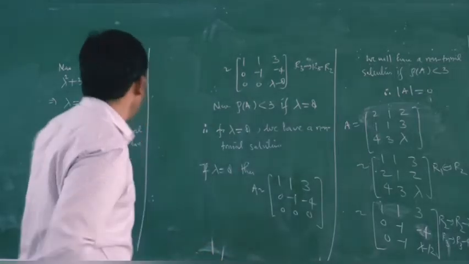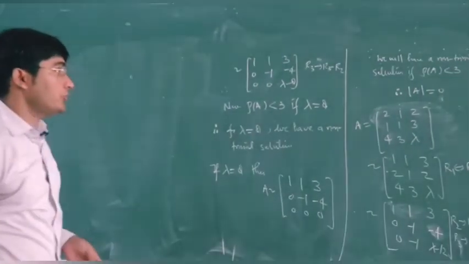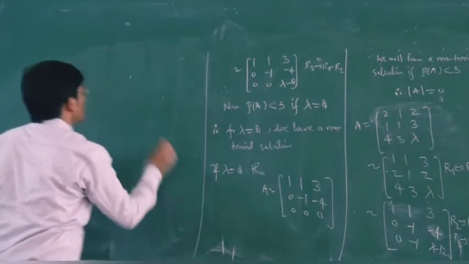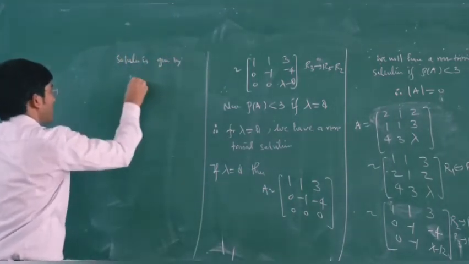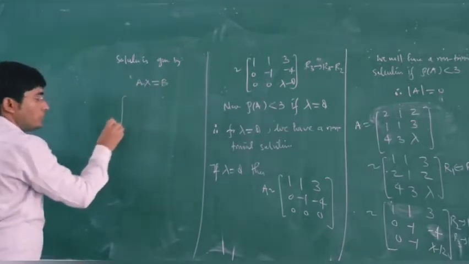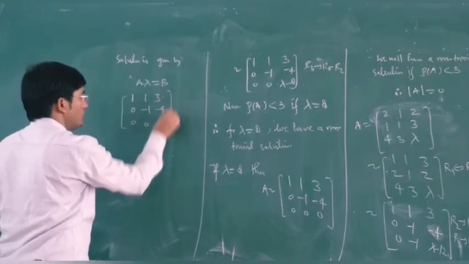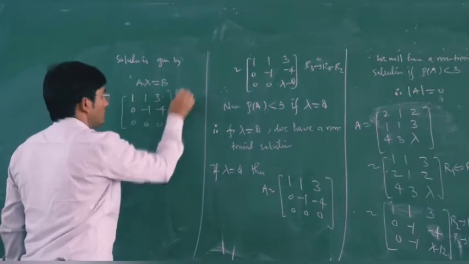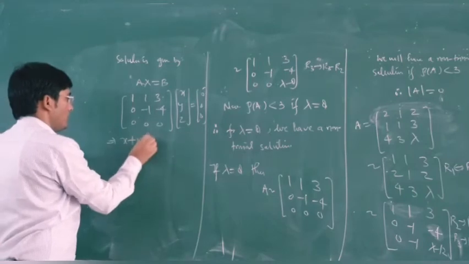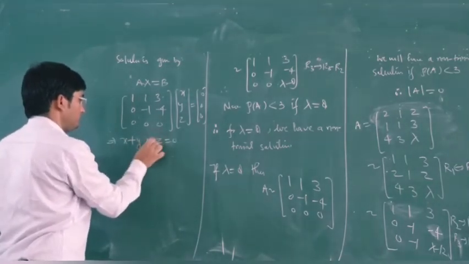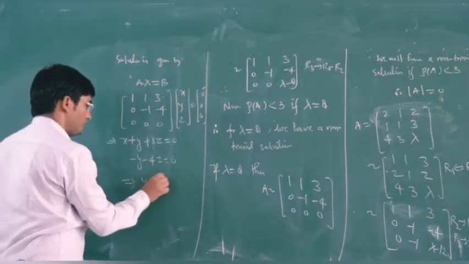Therefore the solution is given by Ax = B, where A is [1, 1, 3; 0, -1, -4; 0, 0, 0], x is (x, y, z), and the right hand side is (0, 0, 0). So from here we have x + y + 3z = 0, and -y - 4z = 0. So from here we have y = -4z.